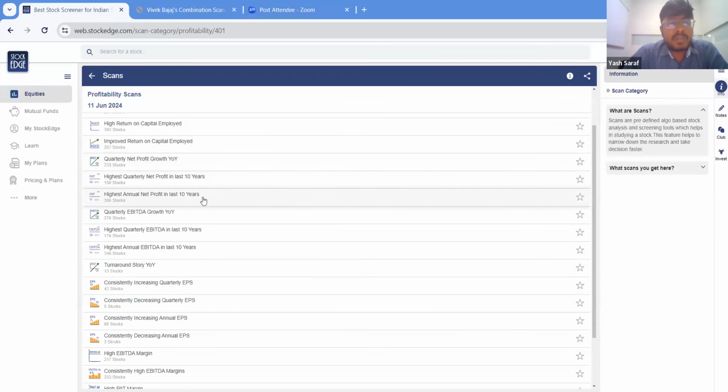In the last to last release, we have launched these 7 fundamental scans which are very powerful, which will tell us which are the stocks that have given highest annual net profit in last 10 years or highest quarterly net profit in last 10 years, or same goes for quarterly EBITDA and annual EBITDA as well. So these are some kind of scans which will tell you which are the stocks that are performing at their highest operating level, highest efficiency level in the current quarter or current annual period.